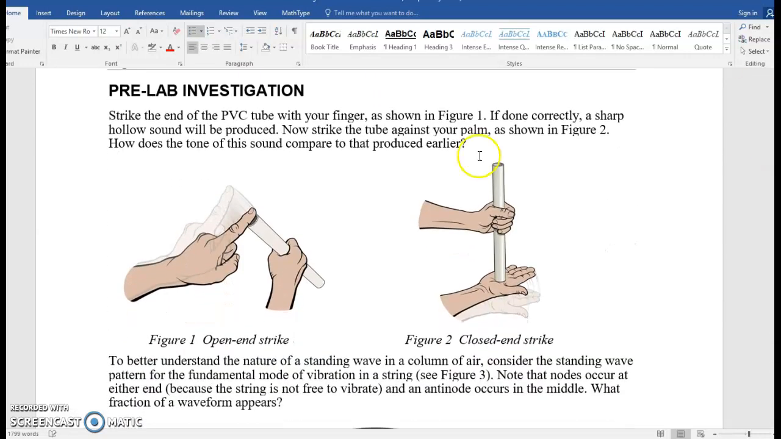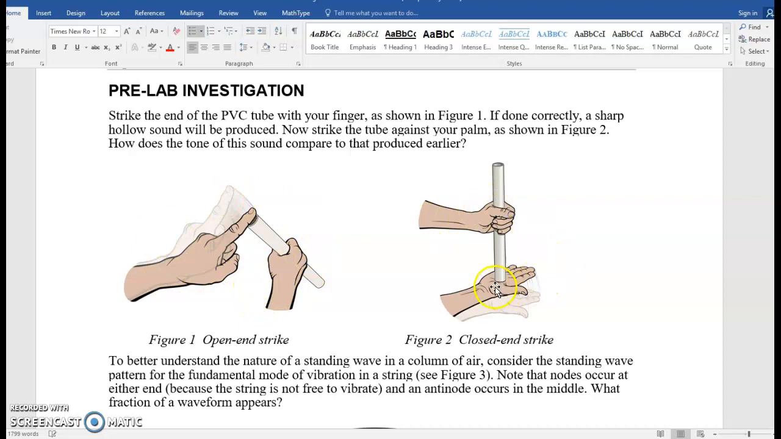All right, so for the first thing, what we're going to do is take a PVC pipe, and we would smack it with just a finger. We would have it so that it's open. We'd create a sound, but there'd be an opening here and here. So this is going to be our open pipe.